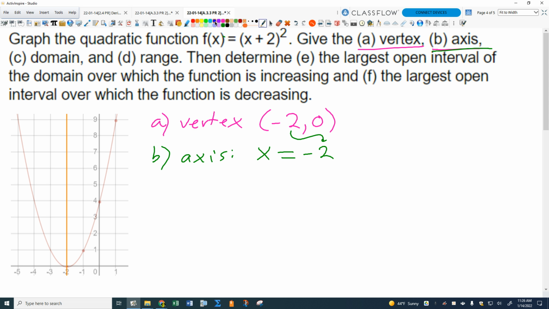How about the domain? That could not be easier because it's always the same answer for every parabola. What's the domain? If I zoom out infinitely far, what are all the x values contained? Infinity, right? It's all reals. So the domain is -infinity to infinity, right?